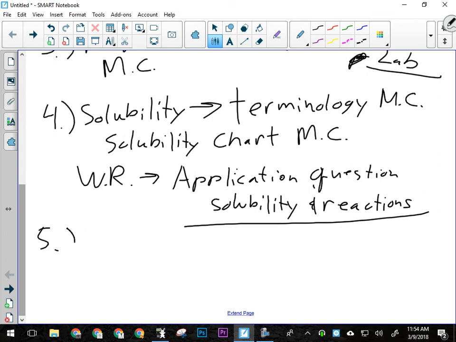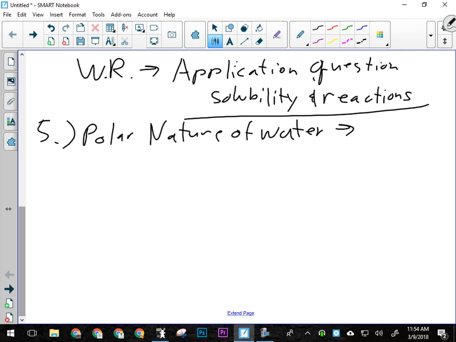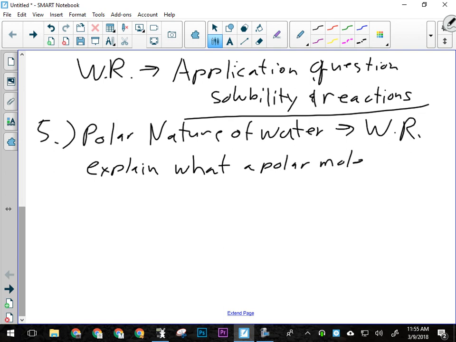In that same lesson we talked about the polar nature of water. So there'll be a couple of multiple choice, but this is mostly going to be a written response item. You're going to need to explain a few things. You have to be able to explain what a polar molecule is. Remember that, like the electrons not being shared, that kind of thing. Probably something about hydrogen bonds. We talked about those as well.